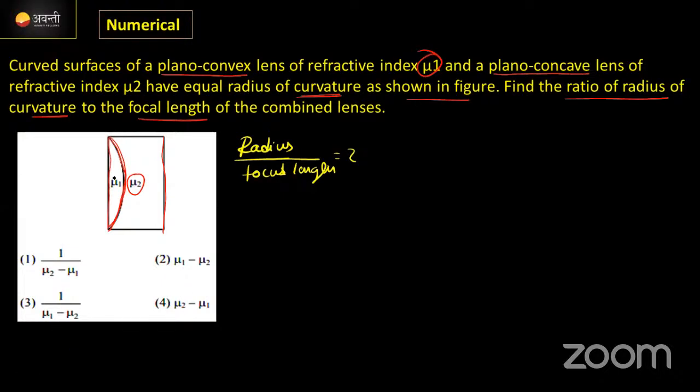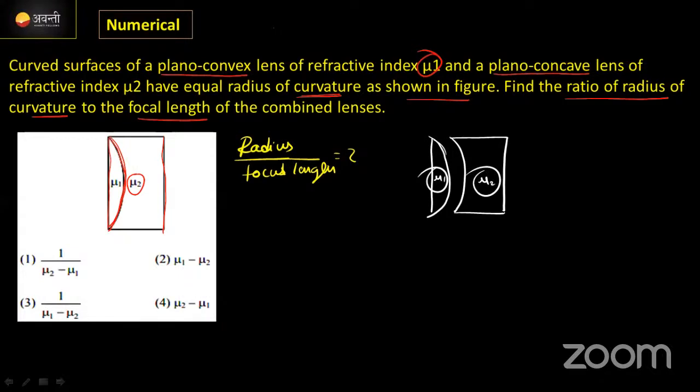Okay, we'll solve. Actually, this is a plano convex and a plano concave. Like this, the materials are there. This is a convex one, and the second one is a plano concave lens. Here the refractive index of the plano convex lens is mu1. Refractive index of the plano concave lens is mu2. We need to find out the ratios here.